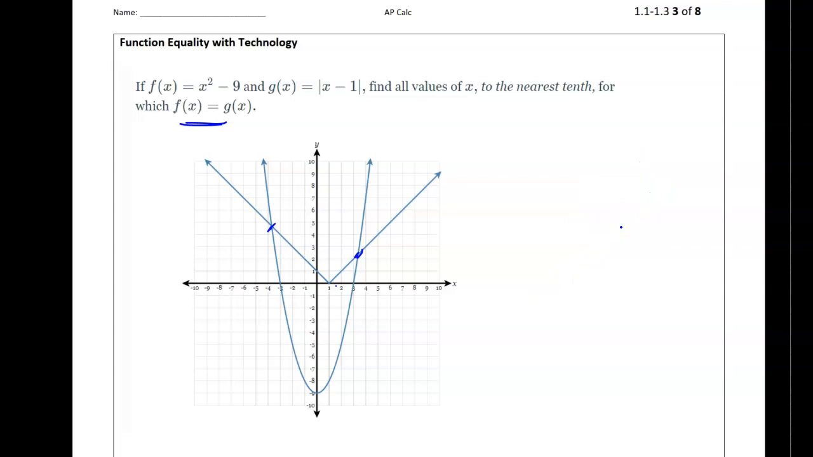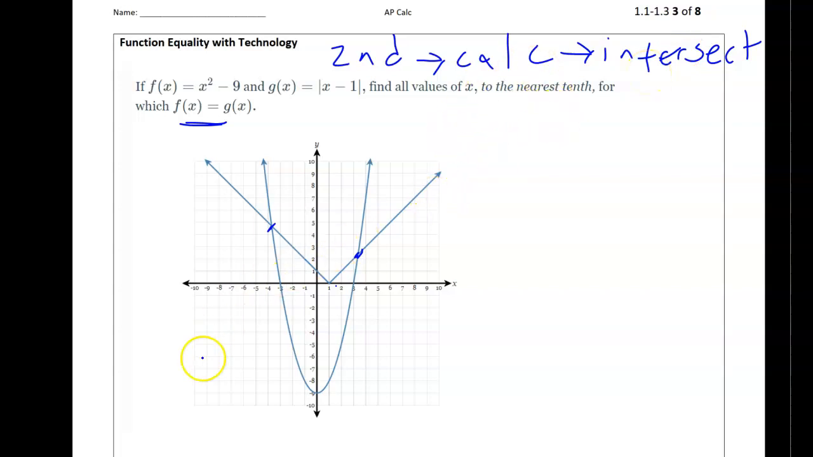The buttons we're going to press are also on our friend the calc menu. Super useful button, that one. It's second calc, intersect. And it is exactly what it sounds like. It finds the intersections of 2 curves.